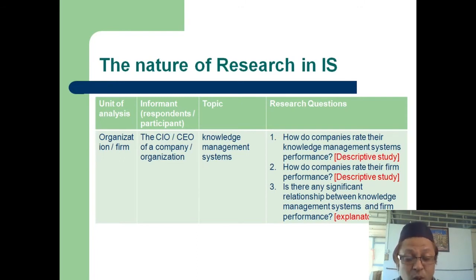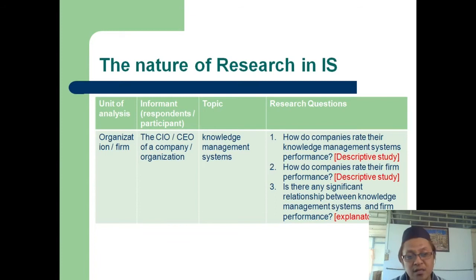Okay, now the third example that I'm giving here focuses on organization. The unit of analysis is the organization, the whole organization or a firm, and the informant or the participant who will be responding in the research will be the CIO or CEO, and the specific topic will be knowledge management system. And 3 research questions have been developed. Number 1, how do companies rate their knowledge management systems performance? How do companies rate their firm performance? Is there any significant relationship between knowledge management system and firm performance?